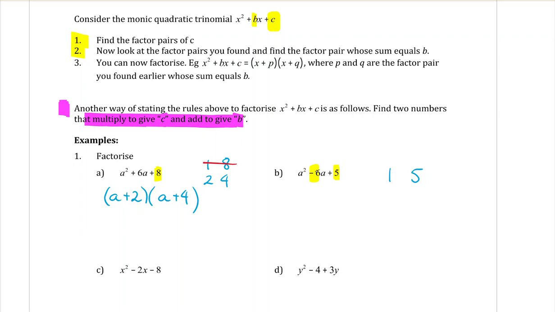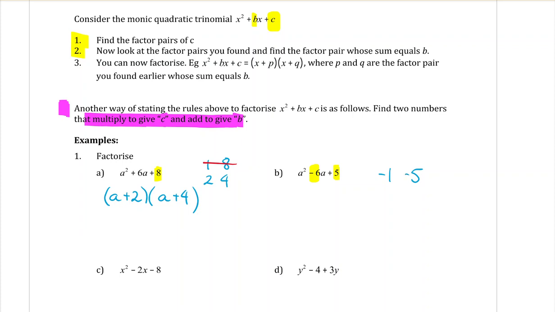Does that make sense? Yeah. Okay, so I know I need 2 negative numbers, so let's give it a try. Let's put minus signs in front of both of those numbers. Is minus 1 times minus 5, 5? Yeah. Yes. Is minus 1 plus a minus 5 minus 6? Yeah. Yes. So those numbers work.